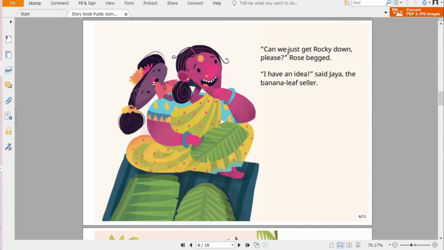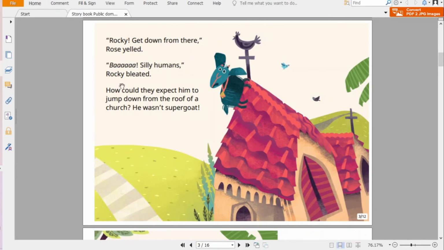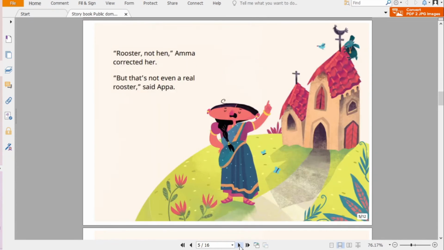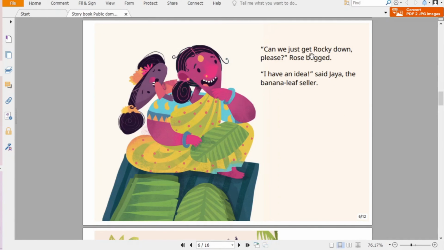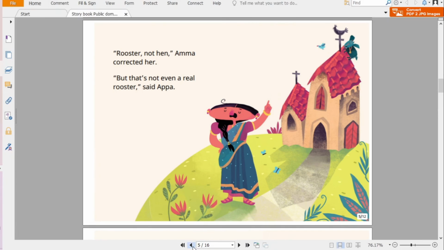It's page 6. Read there. I have an idea, said Jaya, the banana leaf seller. Go to another page. And then point. How could they expect? Let the child read. And then you go back again. Back and forth. Can we just get Rocky down? And every now and then, also let him go back to the pages.